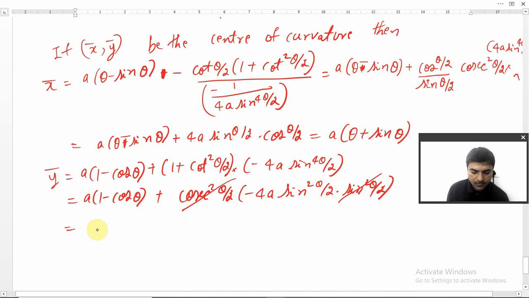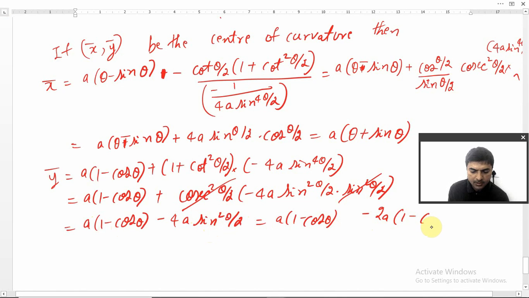This will become a into, open the bracket and simplify. You will get this as a into 1 minus cos theta minus 4a sine square theta by 2. Again you remember the formula, students. 2 sine square theta by 2 is nothing but 1 minus cos theta. So that will be a into 1 minus cos theta. Here it will be minus 2a into 1 minus cos theta. So if you simplify this, you must get this answer as a into 1 minus cos theta, that is y bar.